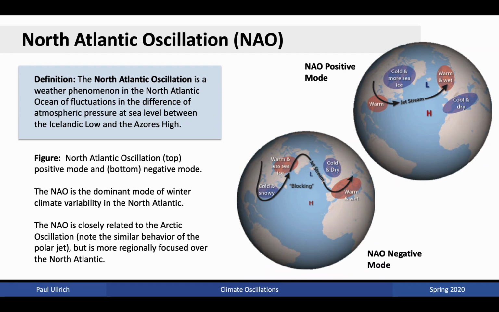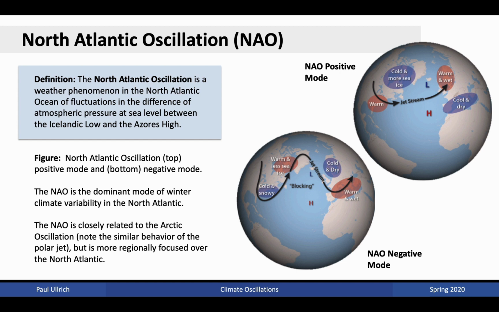The negative phase of this mode is associated with warm conditions in northern Canada as well as less sea ice, and is associated with cold and snowy conditions along the eastern seaboard of the continental US. It's also associated with cool and dry conditions in northern Europe and warm and wet conditions in southern Europe.